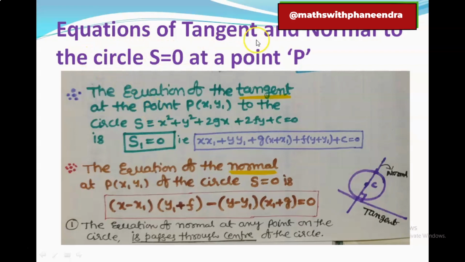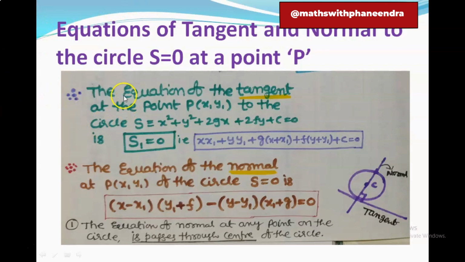Now, equations of tangent and normal to the circle S = 0 at a point P. This concept is very important. You remember that it will come for 4 marks. How will they ask the question? They will give one point and one circle. They will ask to calculate the equation of tangent and normal.